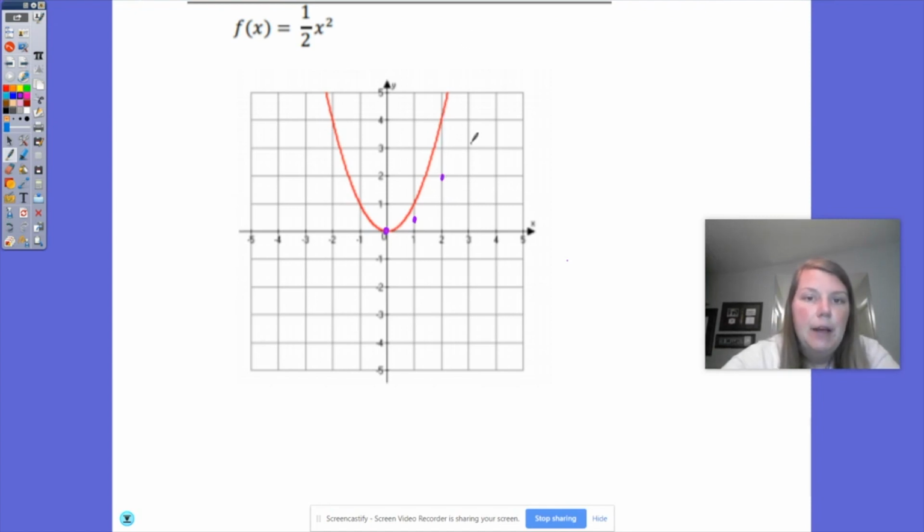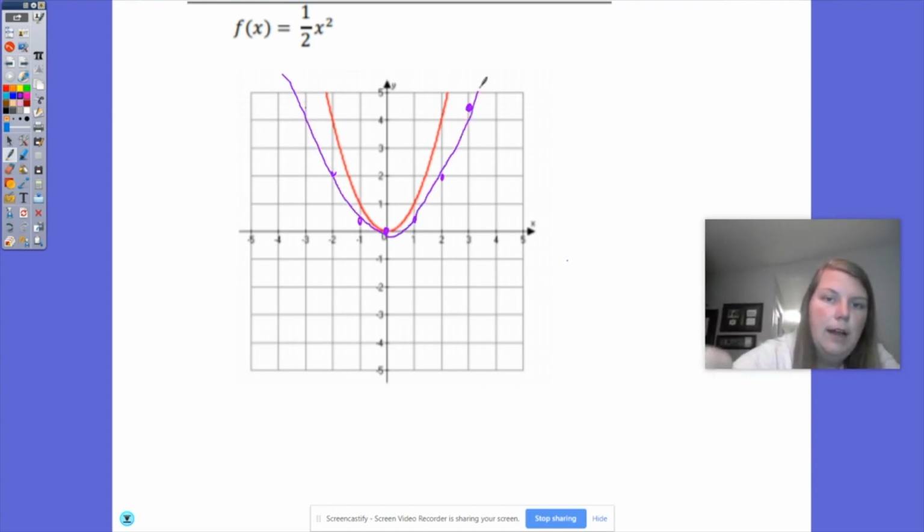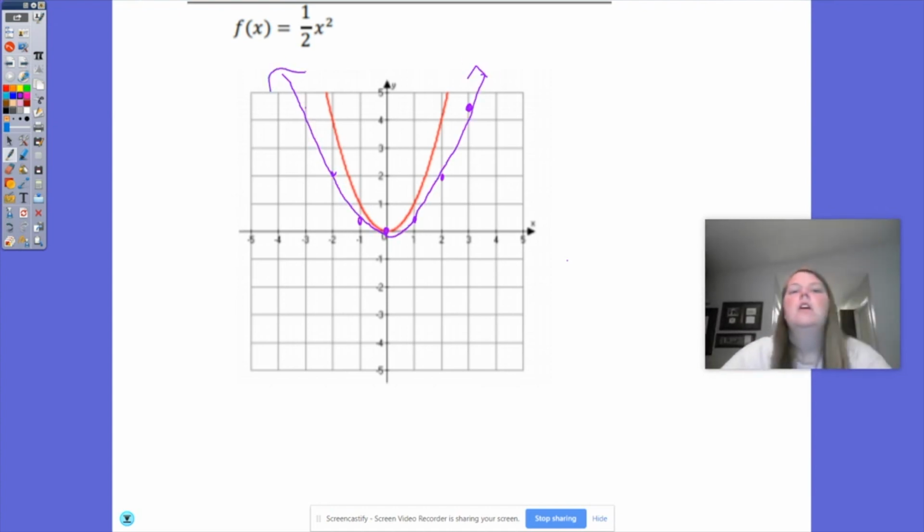At 3, I'm not going to be at 9 any longer. I'm going to be at like 4.5. So that's what this one is going to look like. It's just going to be like half as wide. I want to draw that out like this. So it's taking it and it's compressing my parabola. It's squishing it so that it's wider.